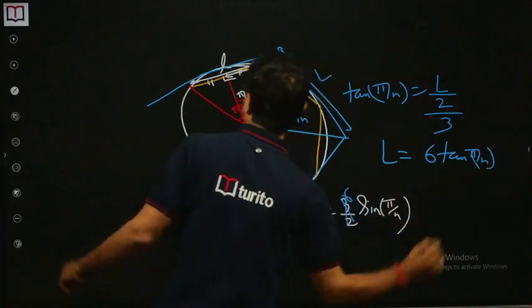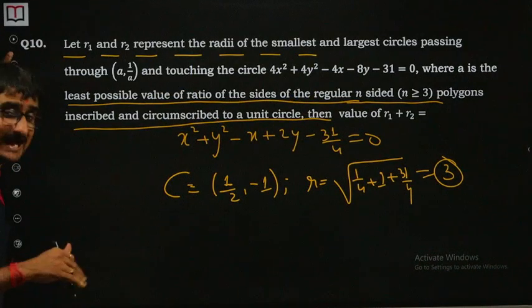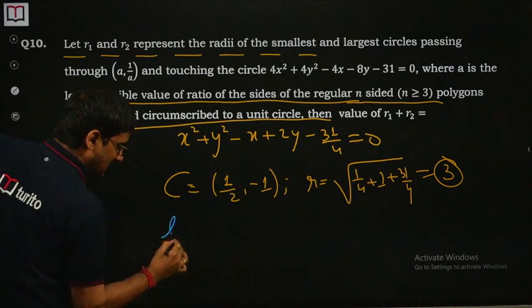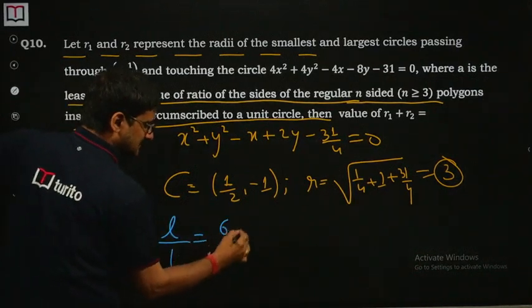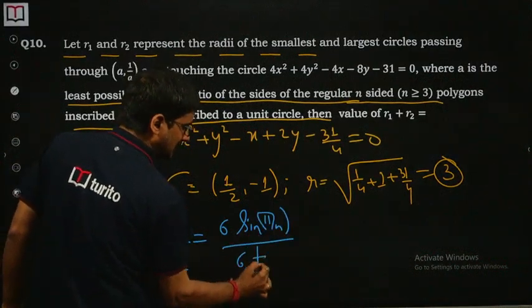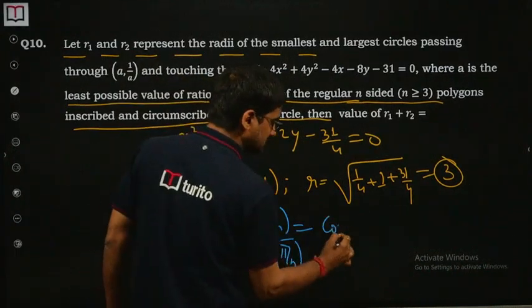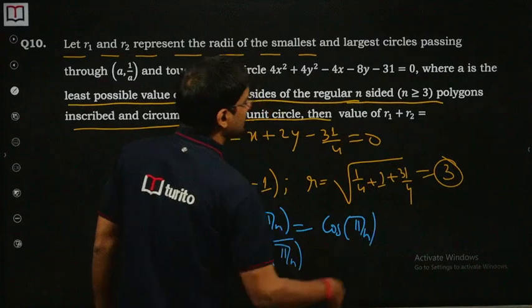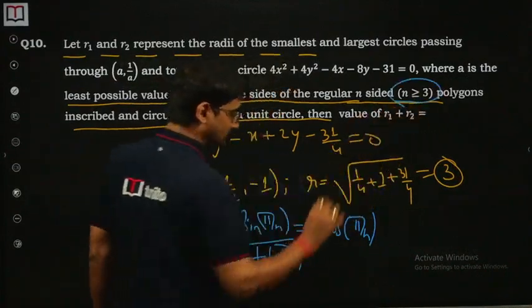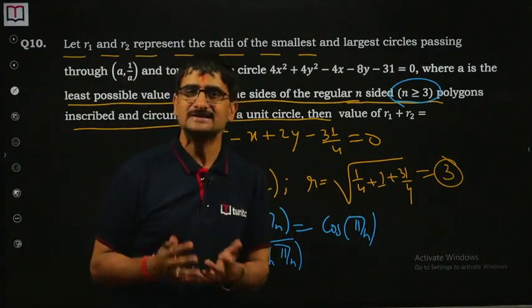Now what do we want? Polygons inscribed and circumscribed. So l by capital L is 6 sine pi by n over 6 times tan pi by n. 6 gone, it's cos pi by n, and they have given that n is greater than or equal to 3, and of course n has to be a natural number inside that polygon.